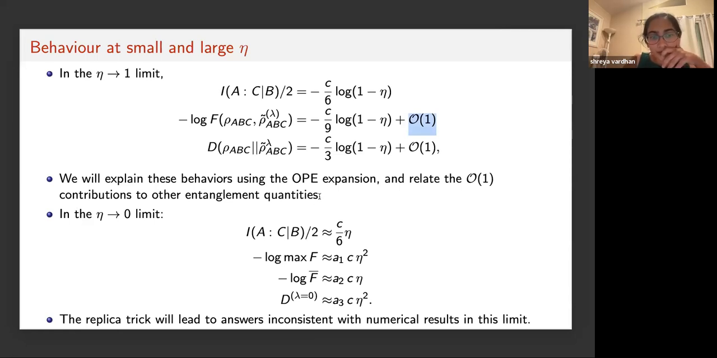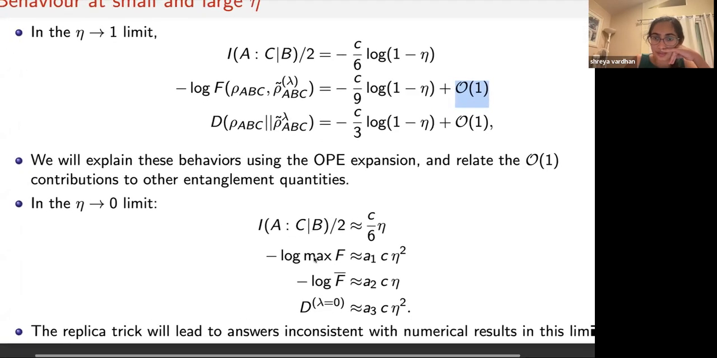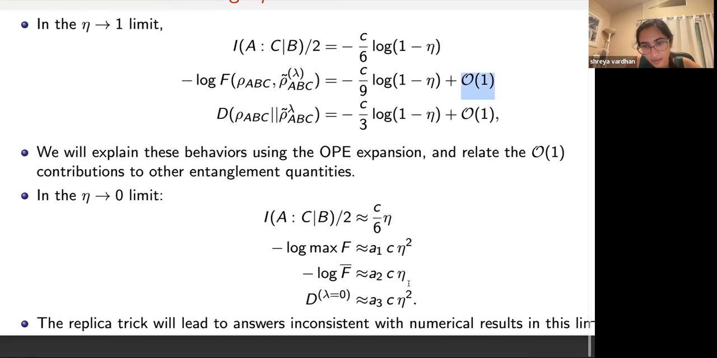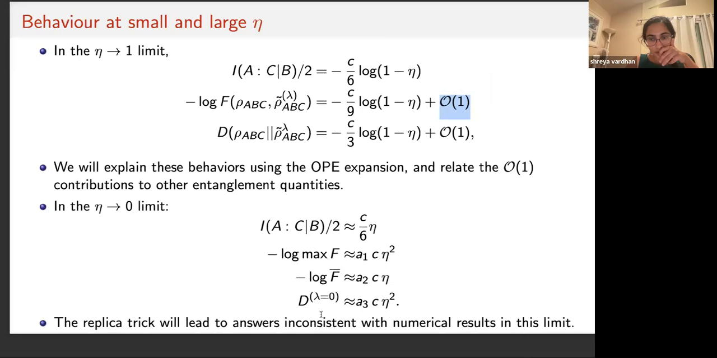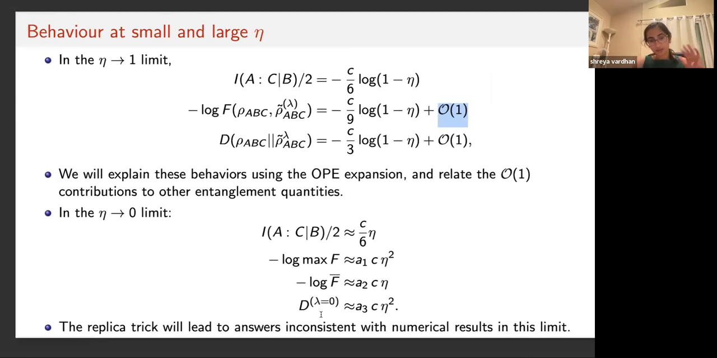In the eta going to 0 limit, as I mentioned previously, we observe that the conditional mutual information is just linear in eta. The maximum of the fidelity, if you take its log, is quadratic in eta. But the average is linear, and the relative entropy is also quadratic for lambda equal to 0. Like I mentioned, the replica trick will not be able to explain these behaviors.